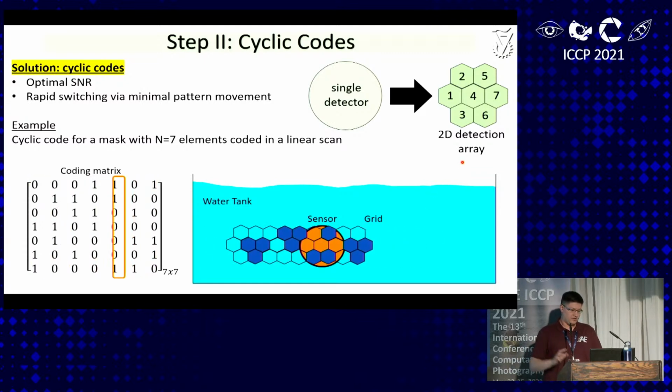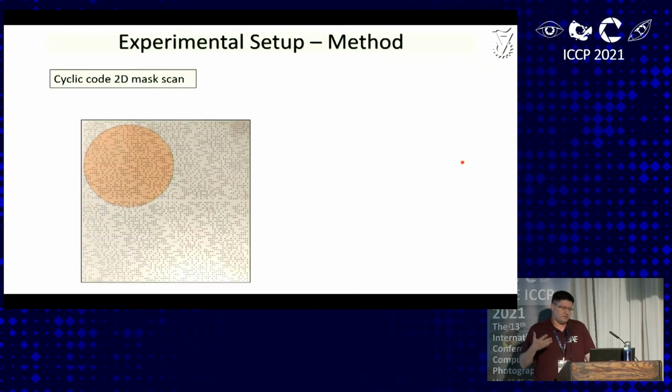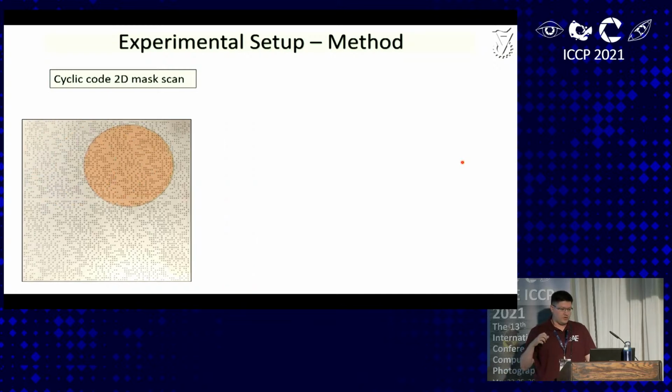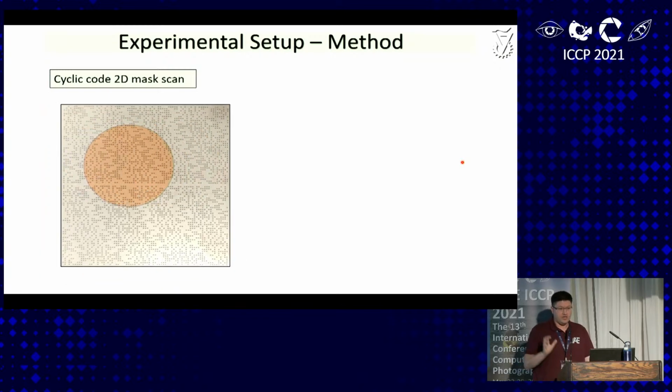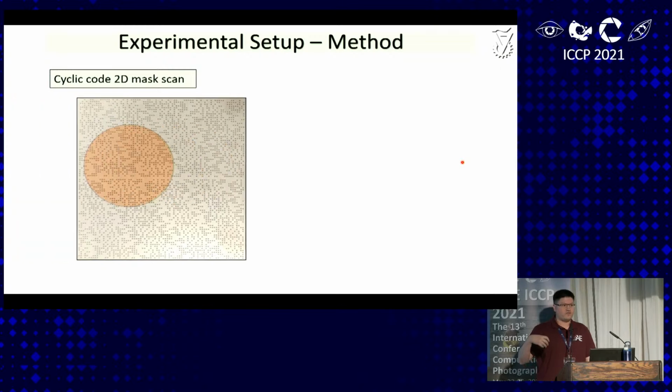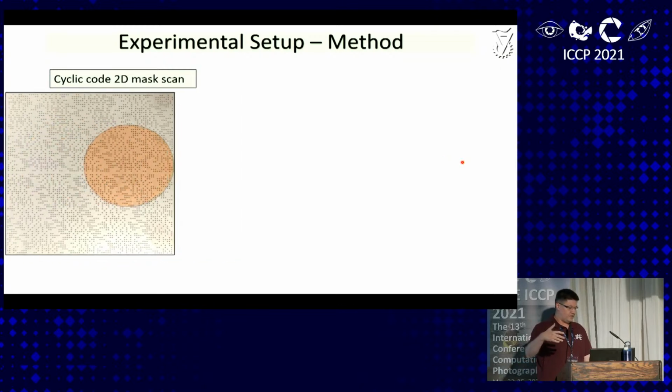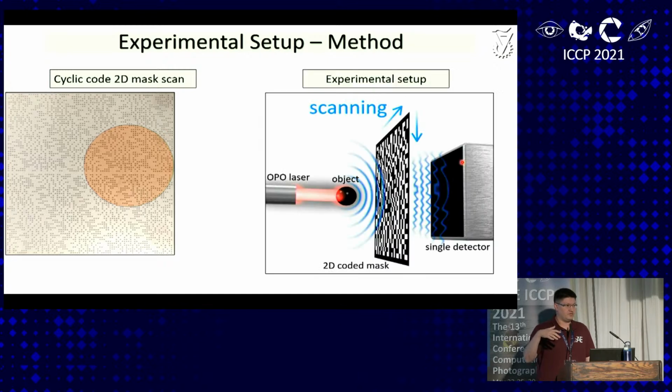Now, a similar concept can be applied to 2-dimensional scan because our cyclic patterns can also be configured to that. So we can use the scanning in 2-dimensional implementation, and this is more useful for higher order codes, and this is exactly what we did to demonstrate the concept with optoacoustic imaging.